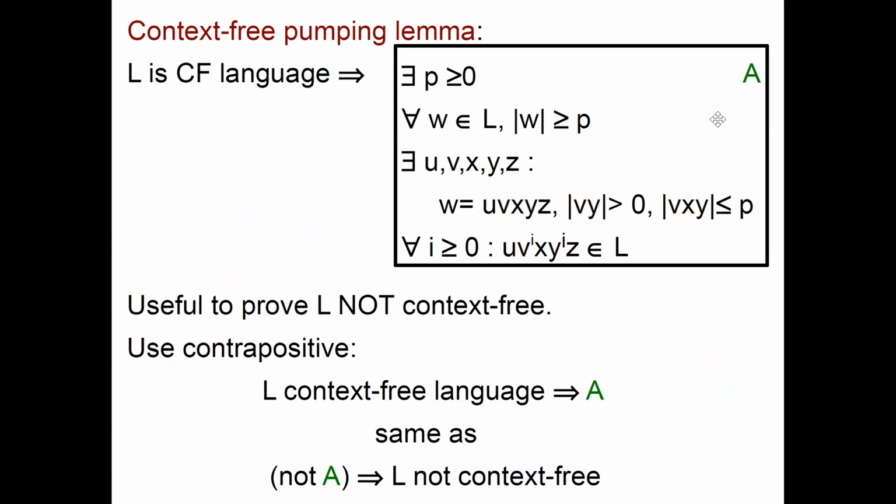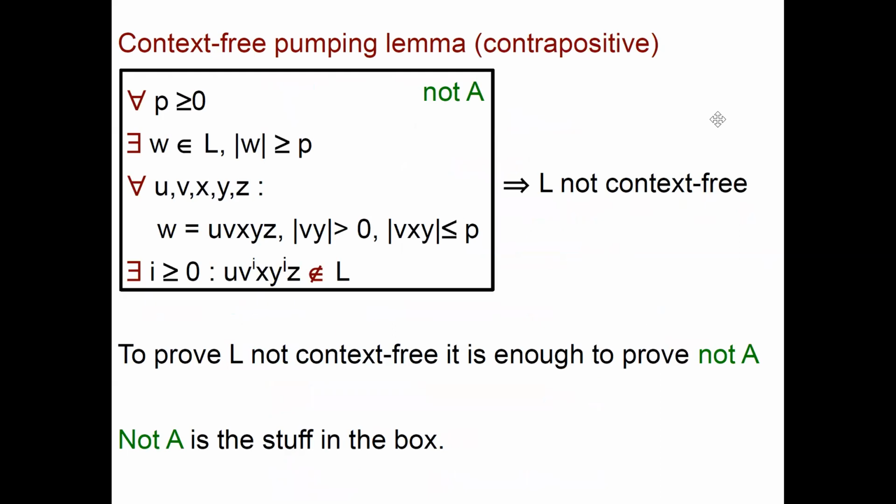Like before, the pumping lemma is not useful to prove that something is context-free. It is only useful to prove that something is not context-free. And for that, we use the contrapositive. If L is a context-free language, then A is true. This is the same thing as saying that if not A is true, the stuff in the box is not true, then L is not context-free. And the complement of the stuff in the box is now this. To prove that L is not context-free, it's enough to prove not A. Not A is the stuff in the box.